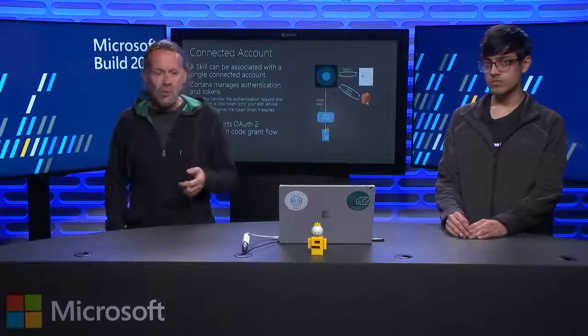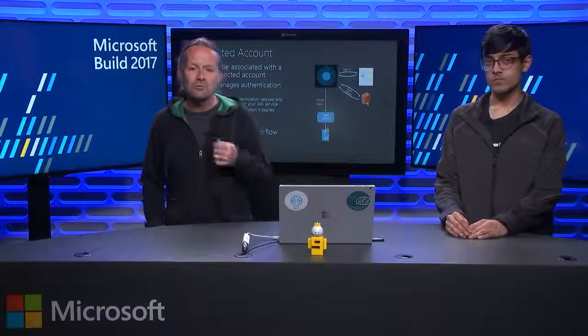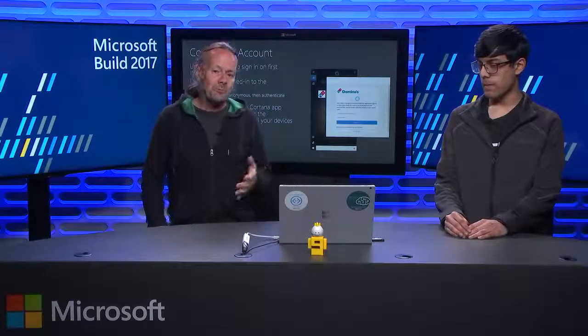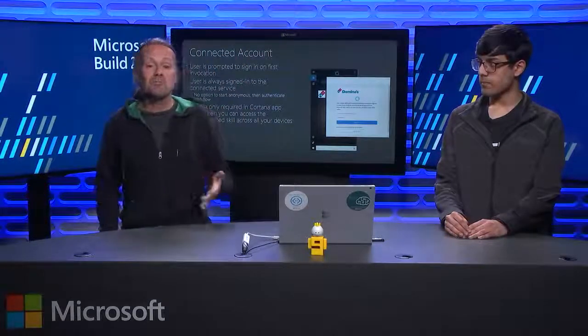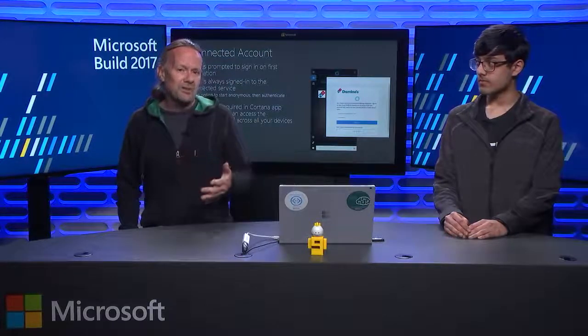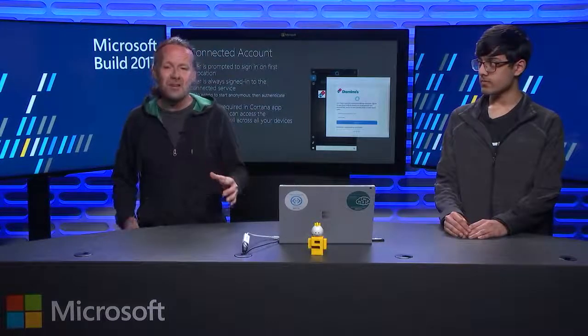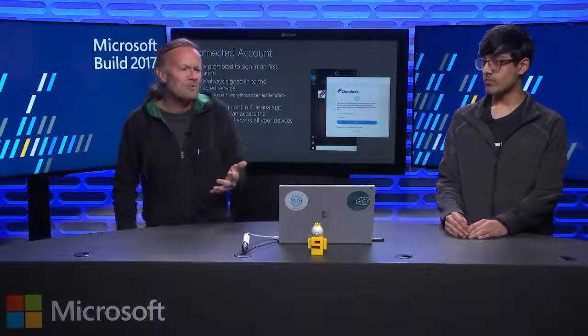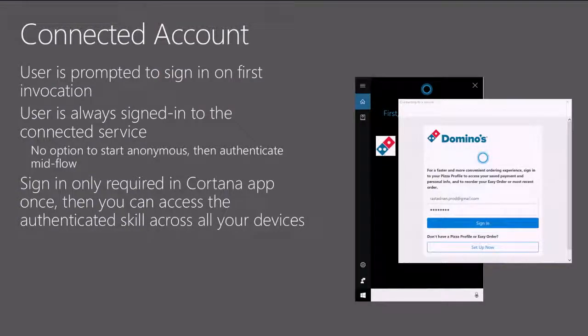There are a few restrictions. It only supports the OAuth 2 authorization code grant flow. And from a user's point of view, they will be prompted to sign in the very first time they invoke the skill that has a connected account configured. So actually the user is always signed in. Once signed in, thereafter, this is the scenario you're in for your skill. There's no option to start in an anonymous way and then get the user to sign in later. We've got features coming in the framework to enable that in the future, but right now a connected account is always connected.